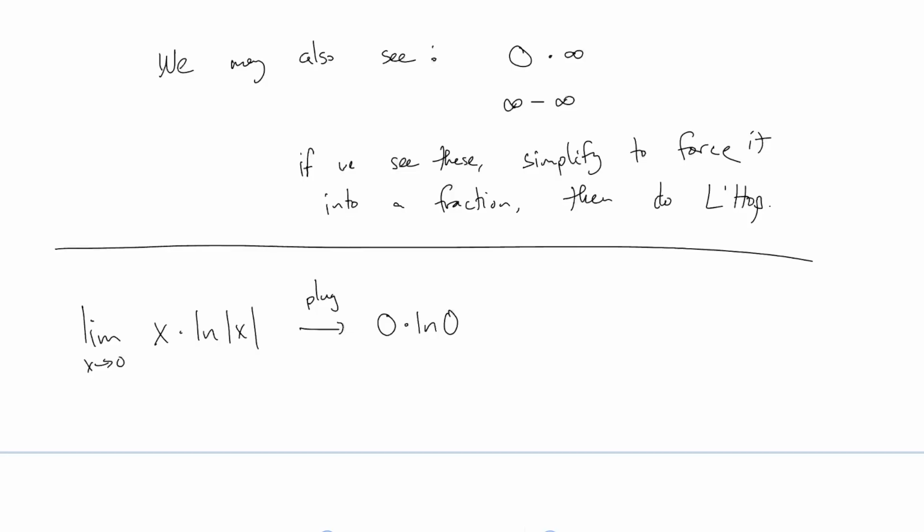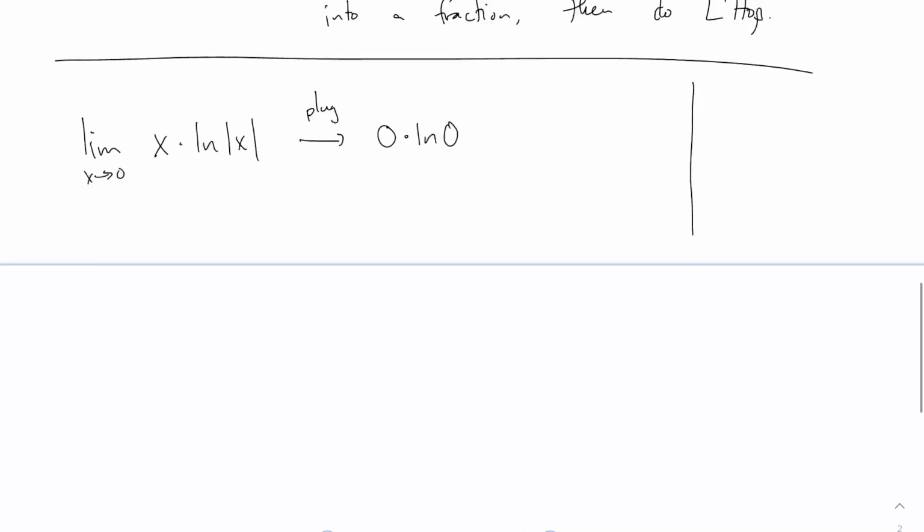ln of 0 is not a thing. You can't take the natural log of 0, but you should wonder, is it like infinity or negative infinity? If you recall the graph of the natural log, this is the graph of ln x. It looks like this, right? So when I say ln of 0, that actually looks like negative infinity, because if you use a number close to 0 here, you're going to get an answer way down here. So this actually looks like 0 times negative infinity. And that is an indeterminate form.